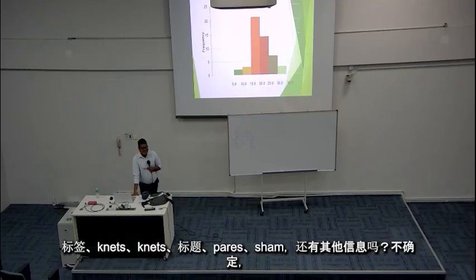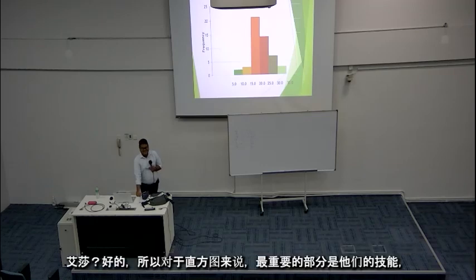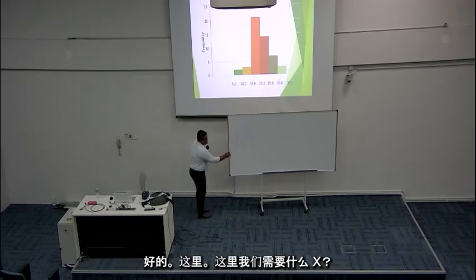The table? The label? Okay, next. The title? What else? Any additional information needed? All right, so the most important part of the histogram is the scales.